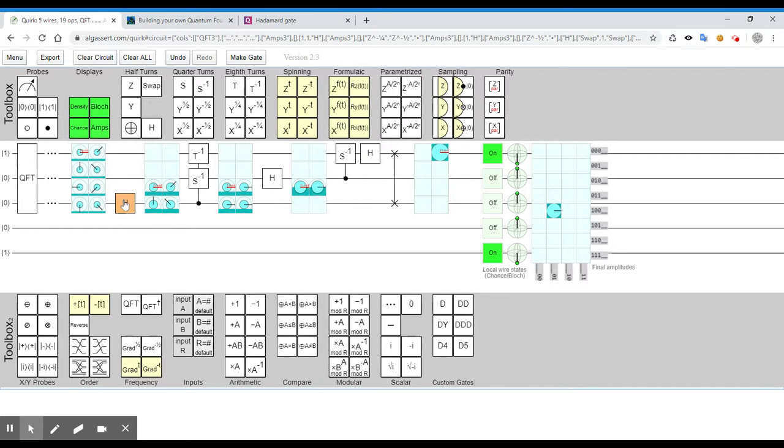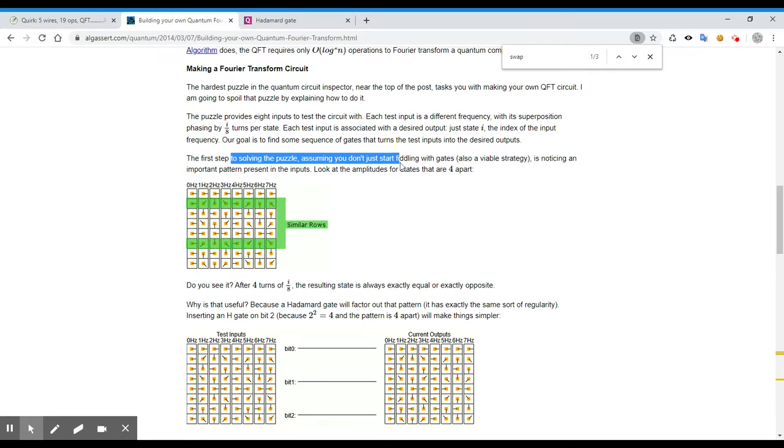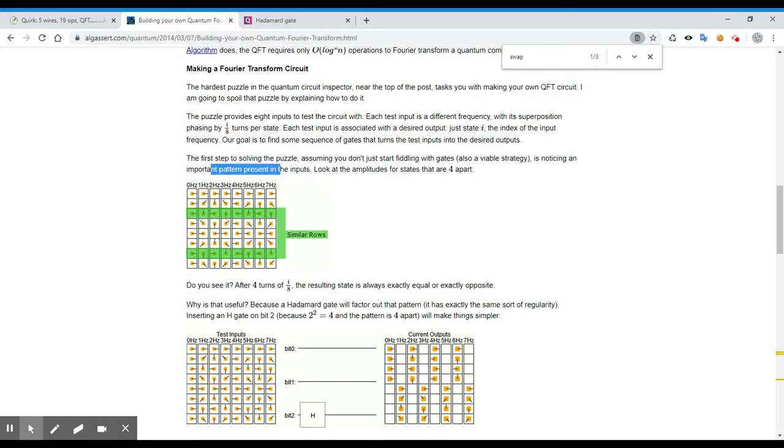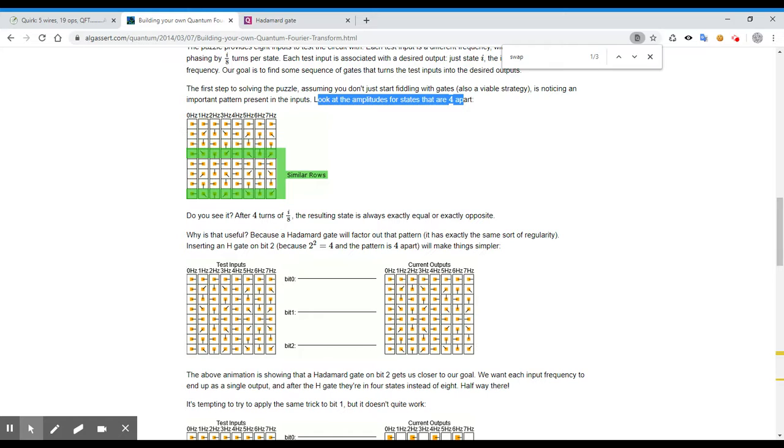So the Hadamard would basically catch whatever pattern and pack it in here, whether they are mirrored or not. That's basically the first case. Important pattern present in the inputs: look at the amplitudes for the states that are 4 apart. Yeah, so here these amplitudes are mirrored, right? After 4 turns of I divided by A, the resulting state is always exactly equal or exactly opposite. Why is that useful?